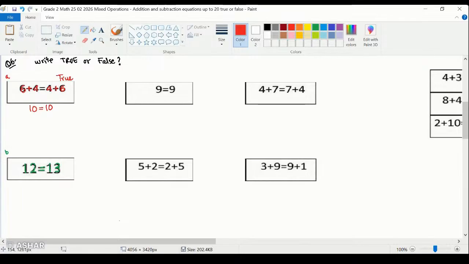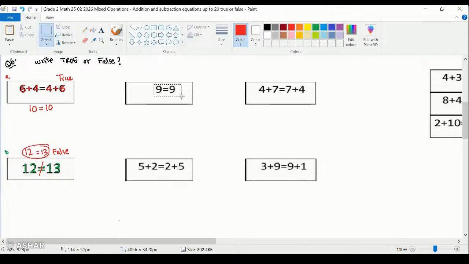They are not equal, right? Because 13 is a different value and 12 is a different value, right? So they both are not equal. So when they're not equal, we would say this was a false statement, right? 12 equals to 13 is a false statement.